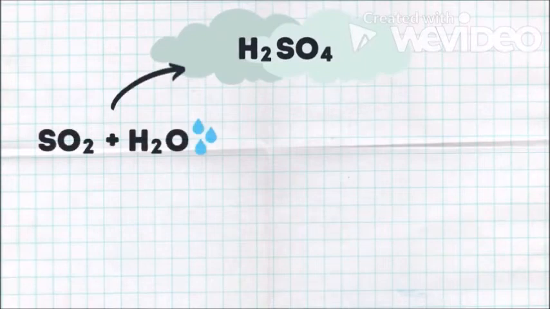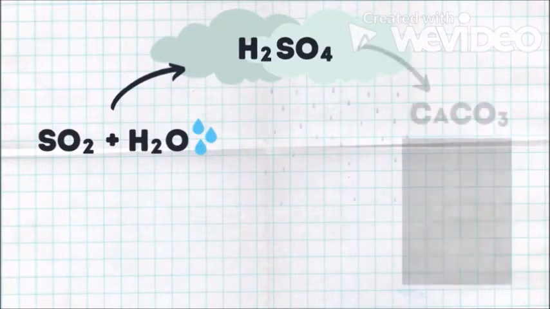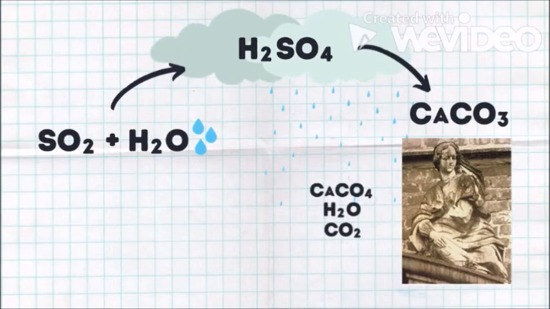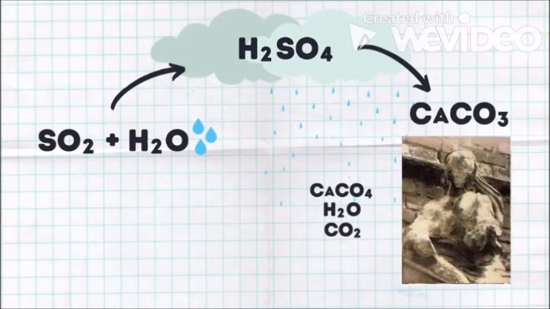A neutralization reaction occurs when sulfuric acid combines with calcium carbonate as rain falls from the sky onto limestone statues. Calcium sulfate is the result of the reaction between the two compounds. Since calcium sulfate is water-soluble, the statue will slowly crumble. In a neutralization reaction, calcium carbonate binds with sulfuric acid and yields calcium sulfate, water, and carbon dioxide.